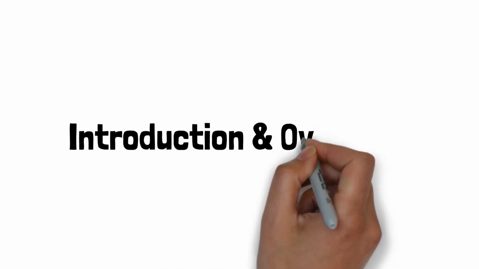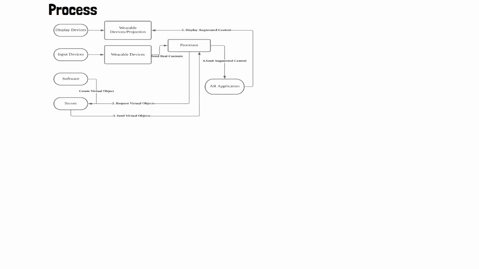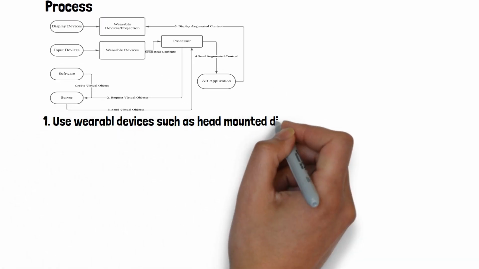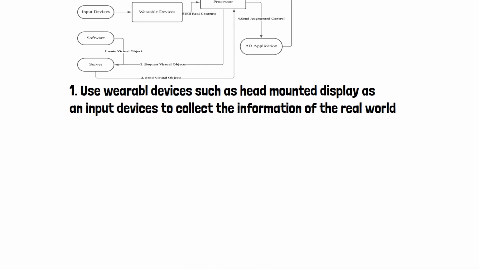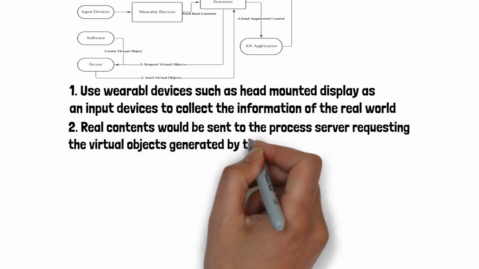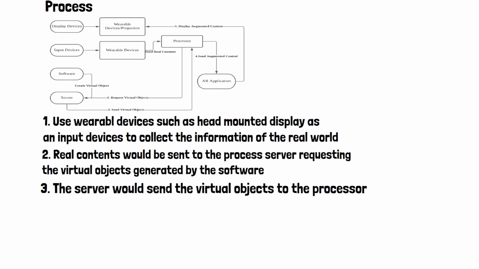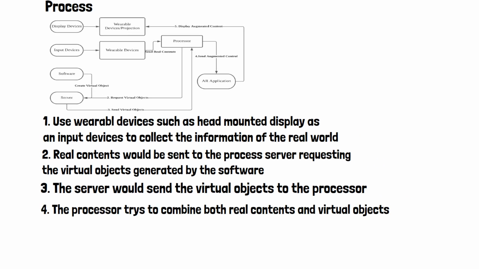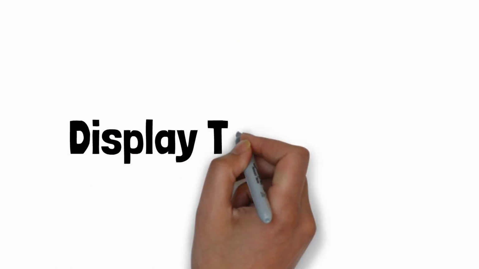First of all, let me introduce the process of how the engineers apply the technology. As you can see, we will use wearable devices such as head-mounted displays as input devices to collect the information of the real world. Then the real contents will be sent to the processor server requesting the virtual objects generated by the software. The server will send the virtual objects to the processor, which is able to use different ways to display the results. According to this process, we would first introduce the display technologies that would be used.